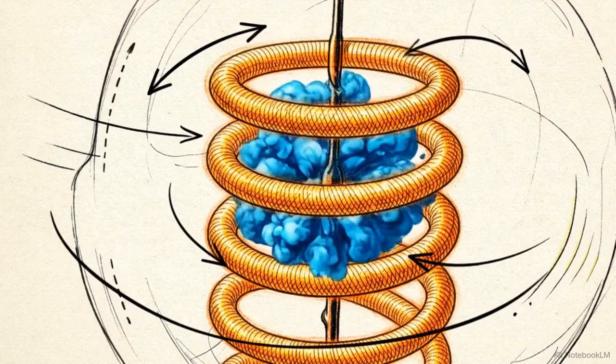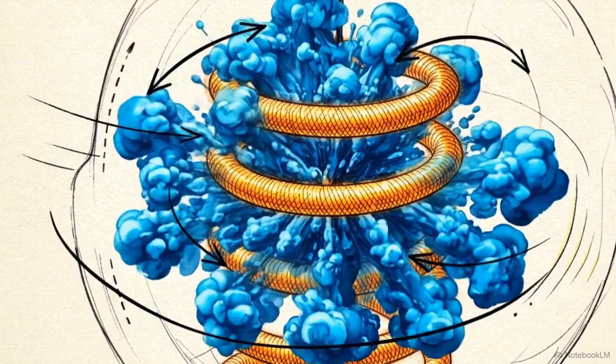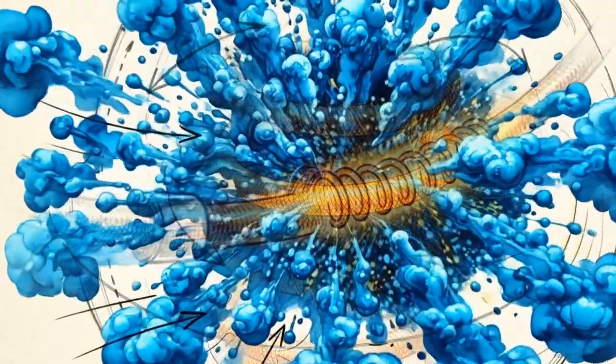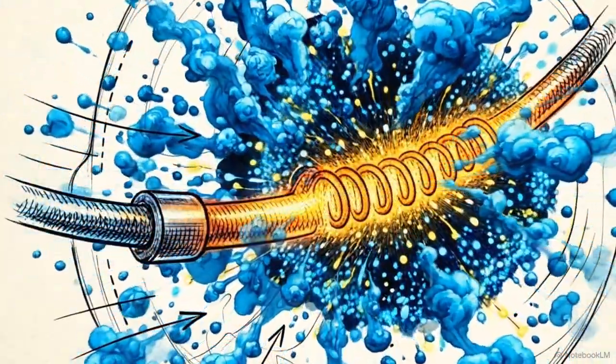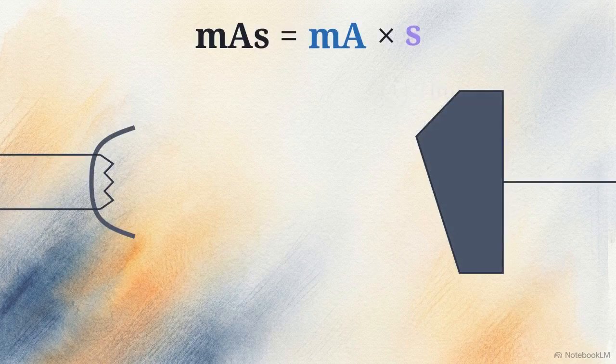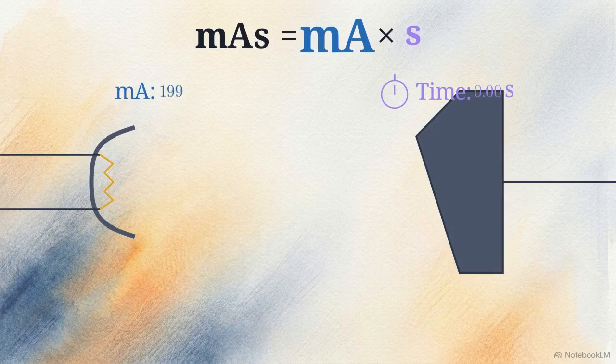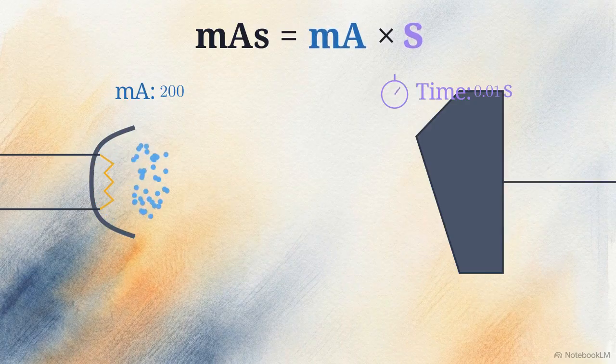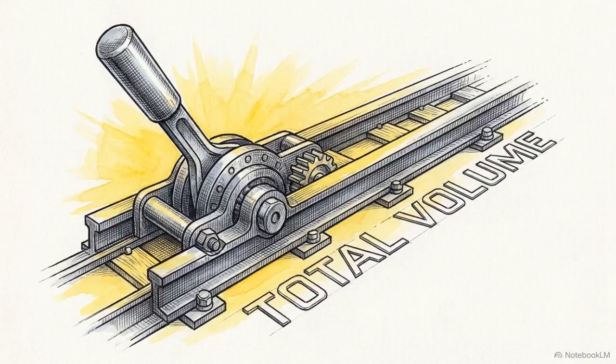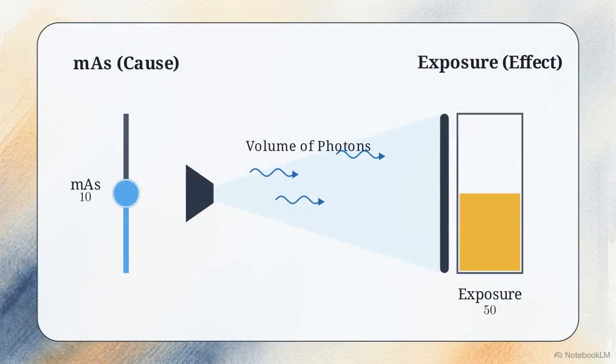We begin inside the X-ray tube with mAs. This lever is made of two distinct parts: milliampere, representing electrical current, and time, measured in seconds. The mA dictates exactly how many electrons boil off the tungsten filament. The S dictates exactly how long that cloud of electrons is allowed to flow across the tube. Combined, mAs acts as the absolute controller of X-ray quantity. It dictates the total volume of photons created when those electrons finally strike the metal target.